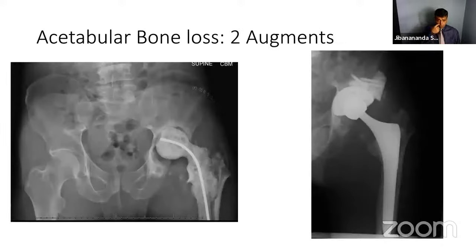This is another example of acetabular bone loss where 2 augments were used to reconstruct. This is a 2B defect. Even though it's a 2B and there's a fair amount of bone loss in this one, I accepted a slightly high hip center. As you can see, I used a dome augment and a flying buttress. And again, the patient did well, with good follow-up.